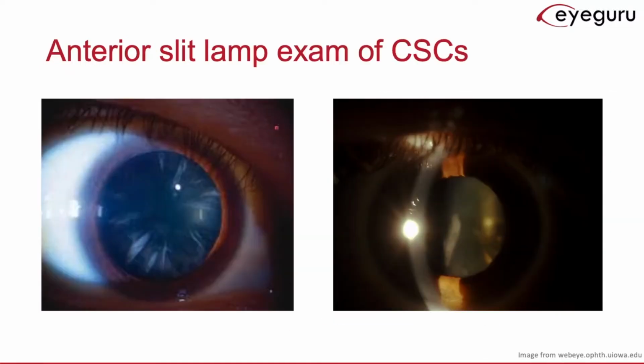So here are some examples of what CSCs might look like on anterior slit lamp exam. So here on the left you can see these white wedge-shaped tendrils that begin on the periphery and over time can grow centrally. And on the right is a cross section, so here is the cornea, here is the aqueous humor in black, and then here is the anterior surface of the lens. And we can see here that there's this tendril and it's growing from the periphery of the lens, moving centrally.